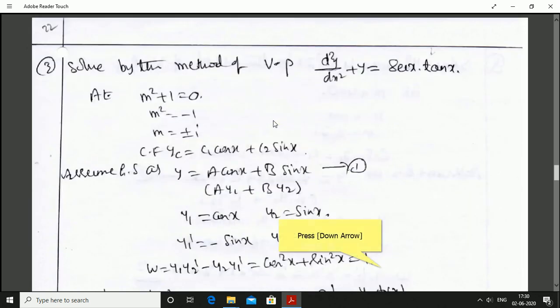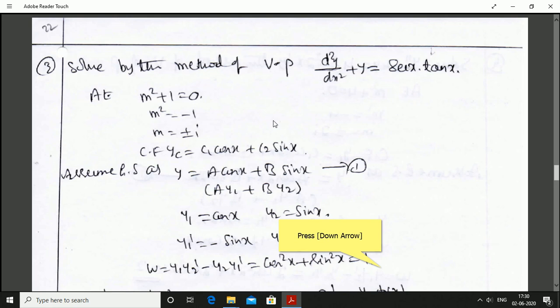Next problem is solve by the method of variation of parameters: d square y by dx square plus y equal to secant x into tan x. Here the auxiliary equation is m square plus 1 is equal to 0, m square is equal to minus 1, m is equal to plus or minus i. Complementary function yc is equal to c1 cos x plus c2 sin x.